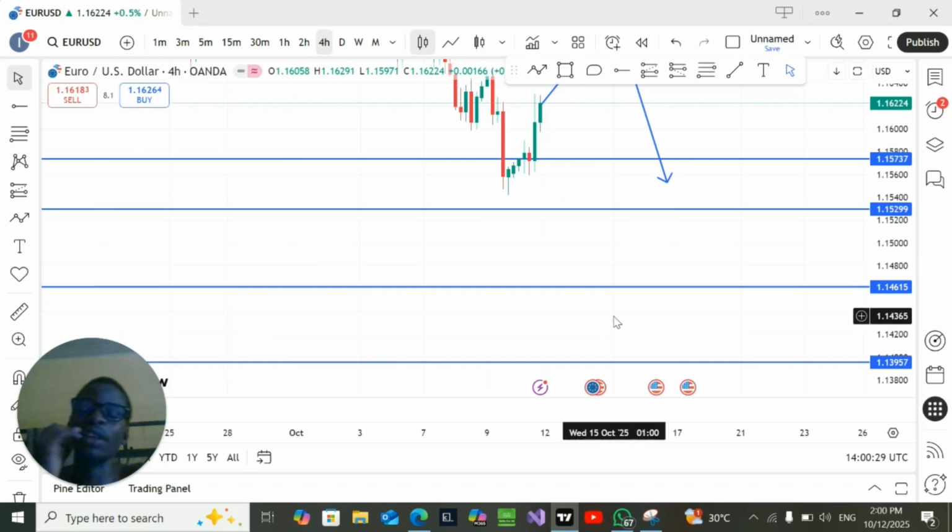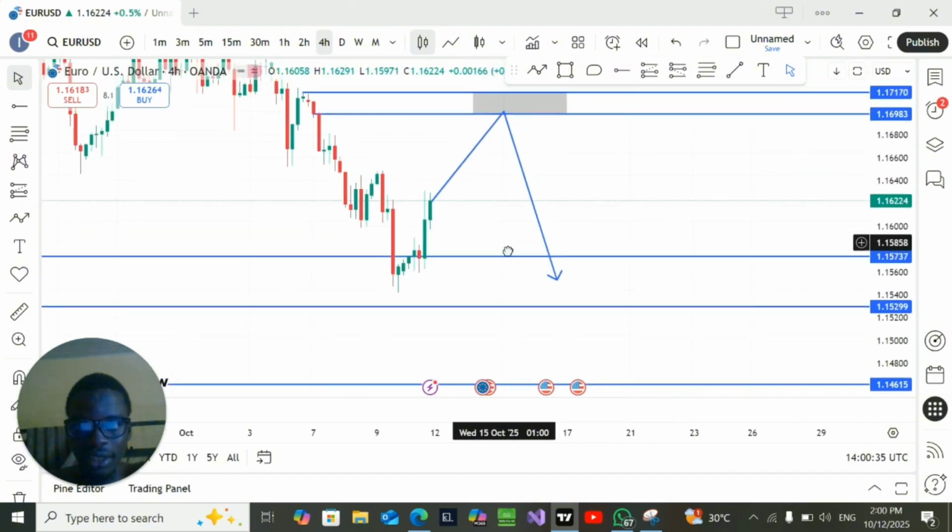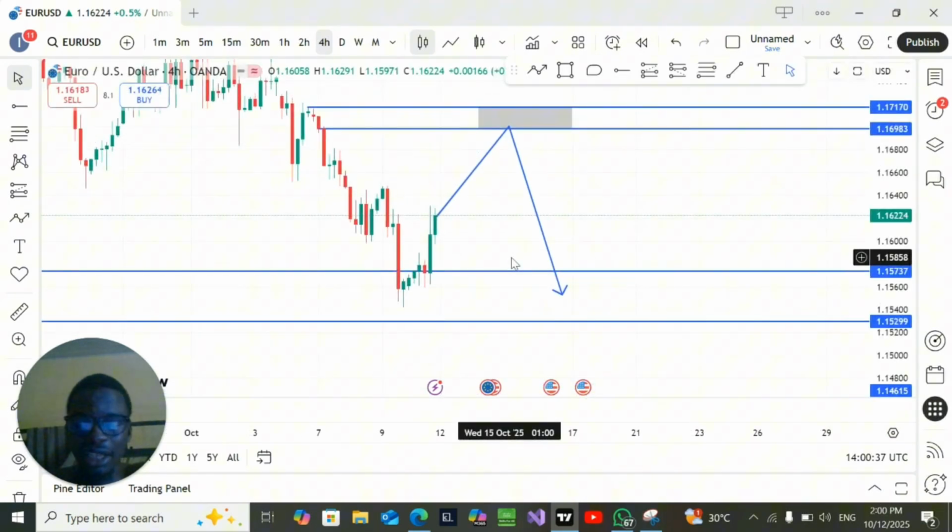So next week we'll be looking for sells on Euro USD, the same as GBP USD, because the dollar index is rising. It's on a monthly demand zone. So beware. Thank you.